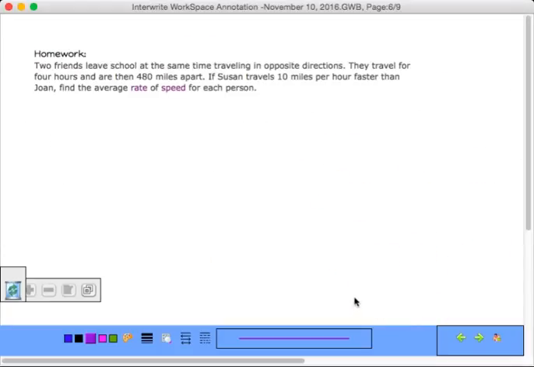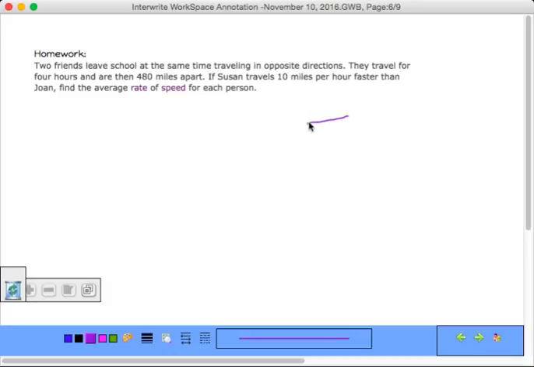Two friends leave school at the same time, traveling in opposite directions. They travel for 4 hours and are 480 miles apart. If Susan travels 10 miles per hour faster than Joanne, find the average rate of speed of each person.